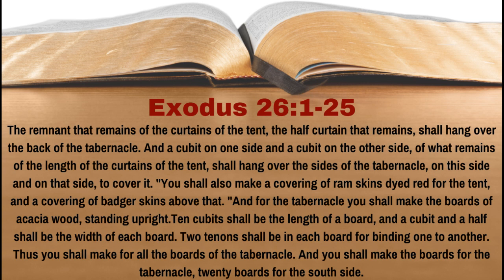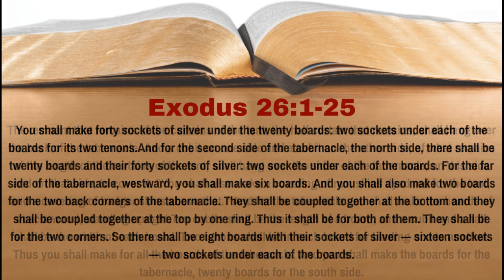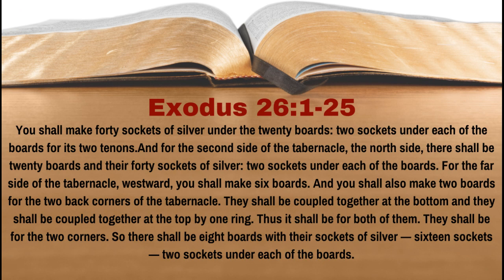And you shall make the boards for the tabernacle: twenty boards for the south side. You shall make forty sockets of silver under the twenty boards, two sockets under each of the boards for its two tenons. And for the second side of the tabernacle, the north side, there shall be twenty boards, and forty sockets of silver, two sockets under each of the boards. For the far side of the tabernacle, westward, you shall make six boards.